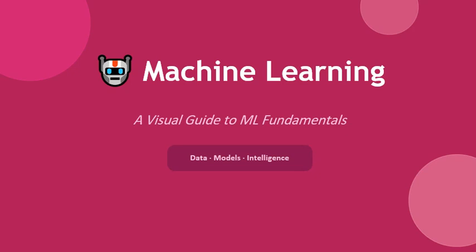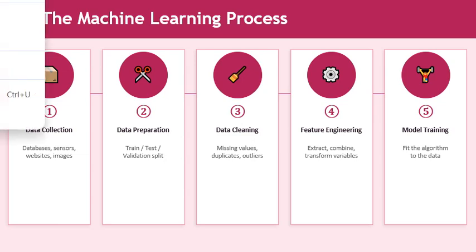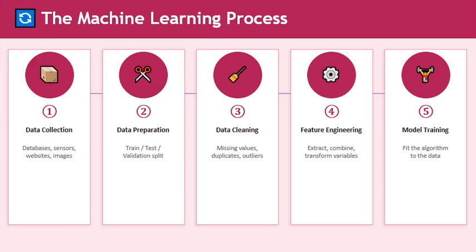We move now to the machine learning process. So we have, I can say, 5 steps to follow in any machine learning model. First one is data collection. We collect data from databases, sensors, websites, Excel files, images. So good data is the foundation of every successful model.